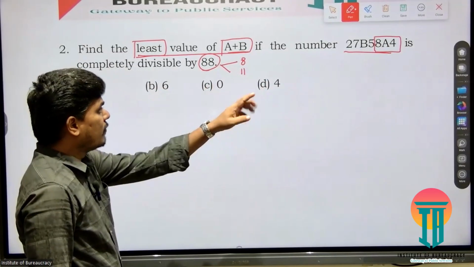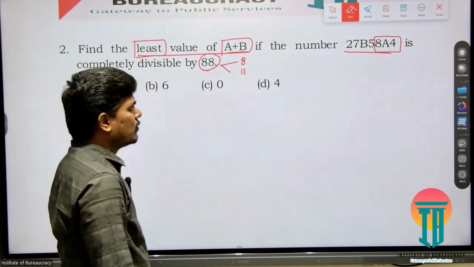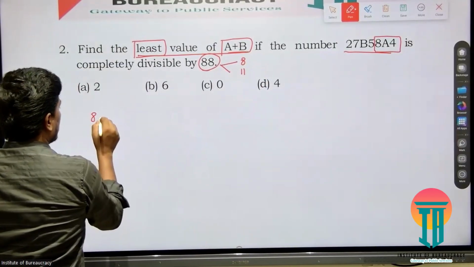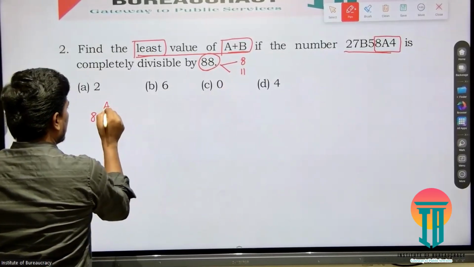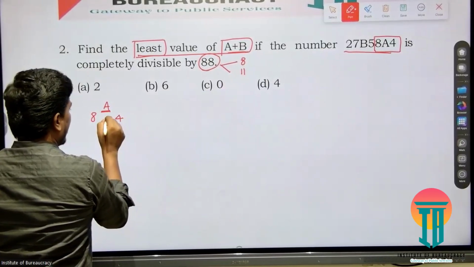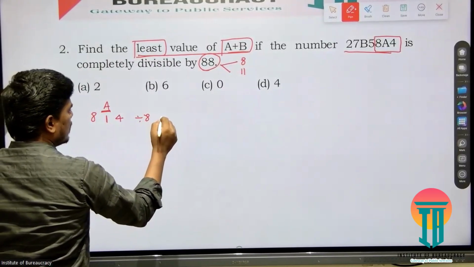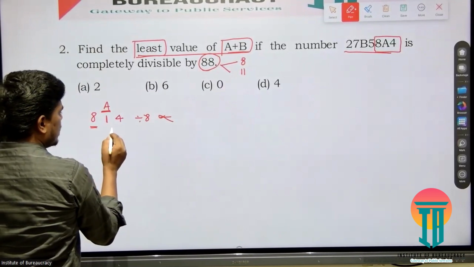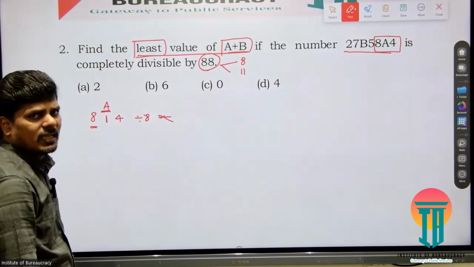Now we don't know what A is, we don't know what B is. We have to find the A and B values. Now you take 8. The possible value for A, I can take 1. If I take 1 and divide by 8, is it divisible? No, it's not divisible by 8. And then 0, we have 14, then it is not divisible by 8.